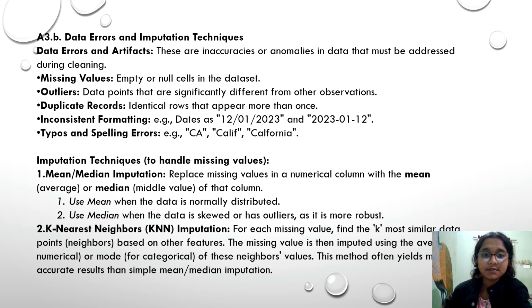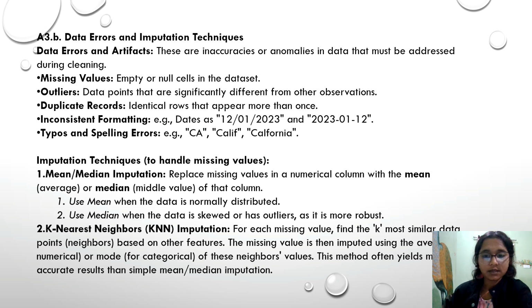Data errors and artifacts are inaccuracies and anomalies in data that must be addressed during cleaning. Missing value: an empty or null cell in the dataset. Outlier: a data point that is significantly different from other observations. Duplicate records: identical rows that appear more than once. Inconsistent format, for example dates written in different ways. Typos and spelling errors, for example CA, Calif, California. Imputation techniques to handle missing values: mean, mode, median imputation, and k-nearest neighbor, KNN imputation.